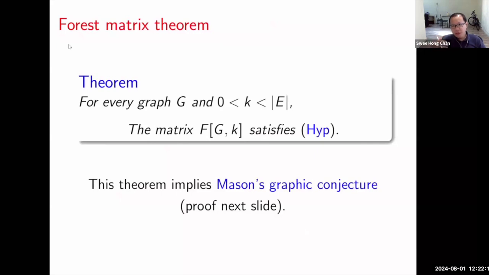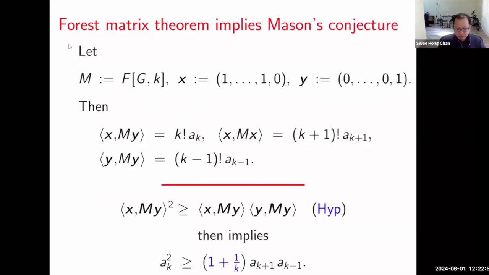And our goal for today will be to prove this theorem that we call the forest matrix theorem. It says that given any G and any K, the matrix FGK that we introduced from before will satisfy the hyperbolic property. And once we can prove this, I claim that this theorem immediately implies Mason's conjecture in the following way.